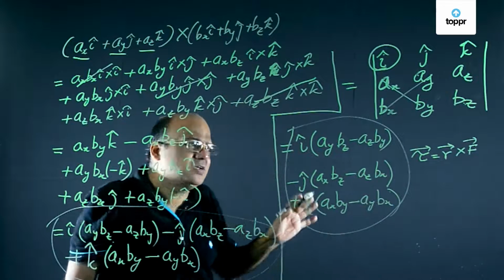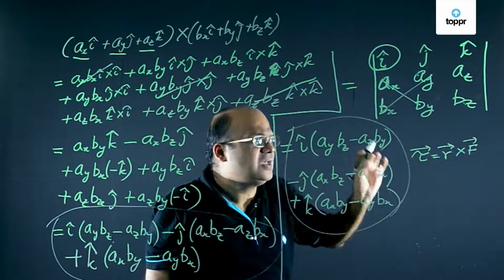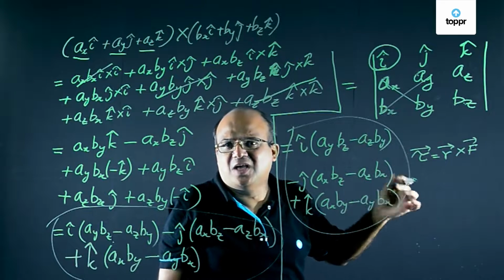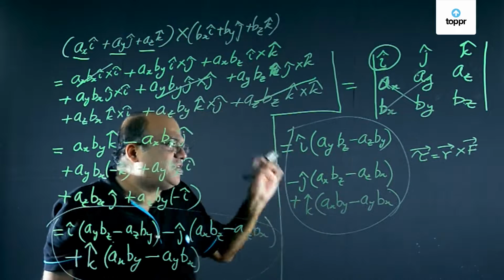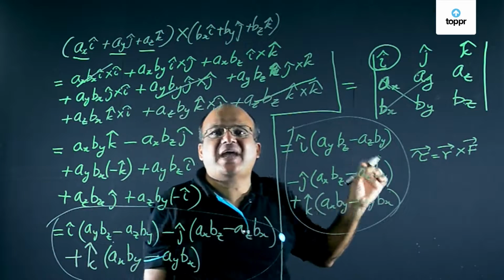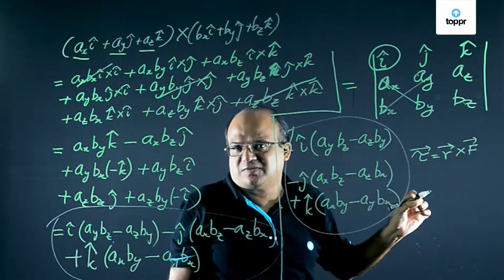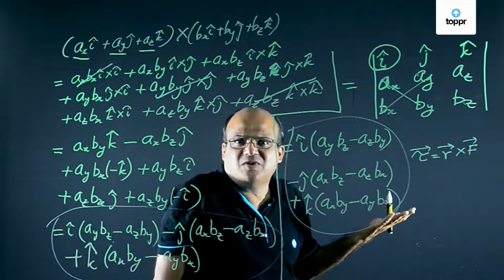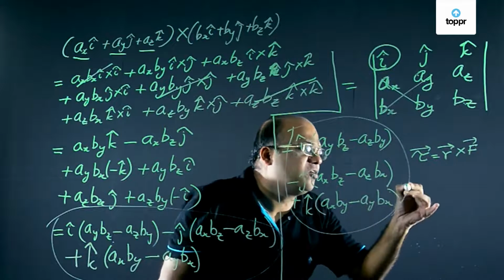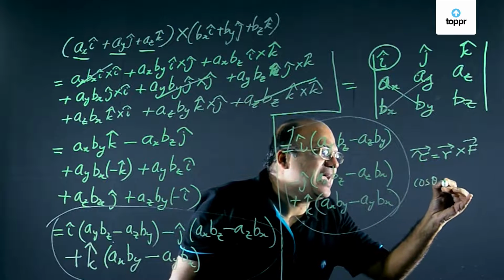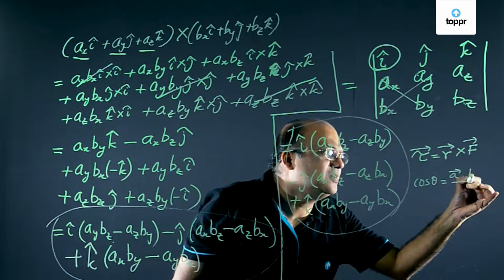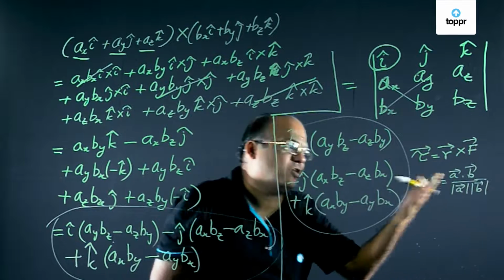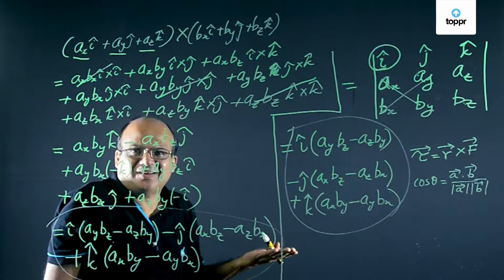So now we have learned the cross product. Now what is the use of all this cross product and dot product? With the cross product and dot product, we can find the angle between two vectors. A vector dot b vector is ab cos theta. So we can get cos theta from the dot product. Cos theta will become a vector dot b vector divided by magnitude of a times magnitude of b, because a vector dot b vector is ab cos theta.